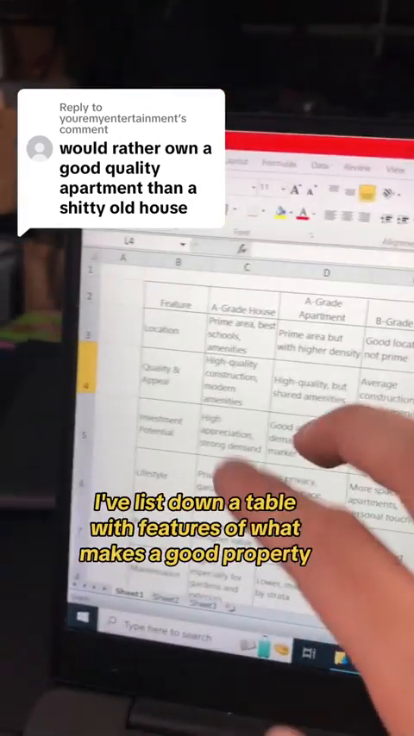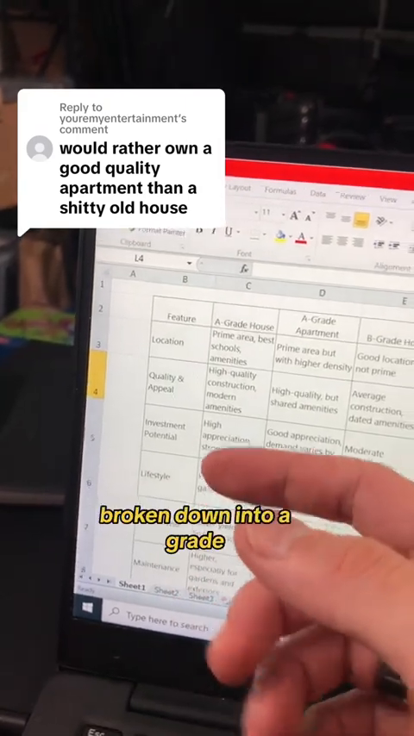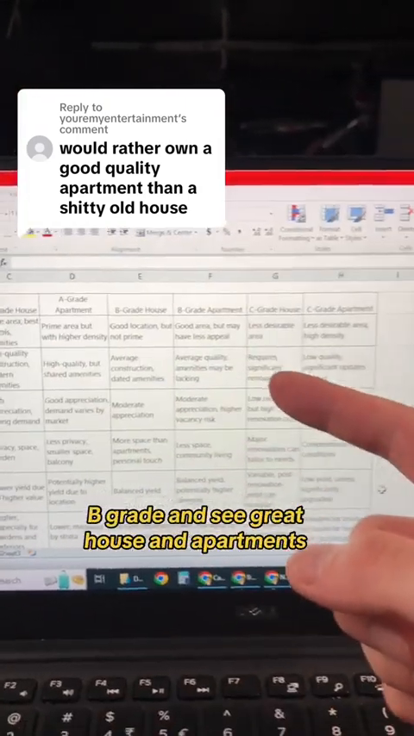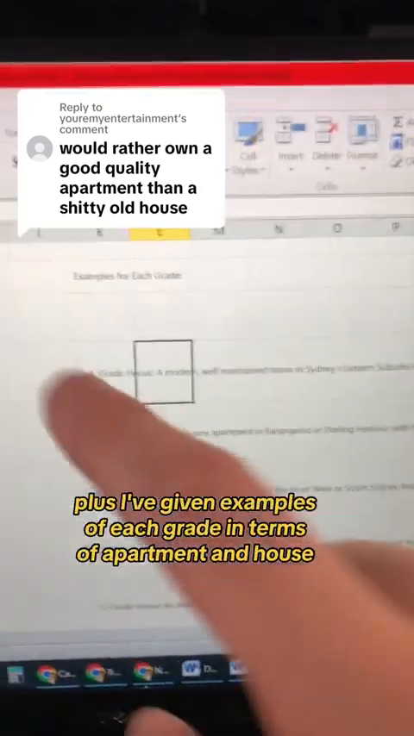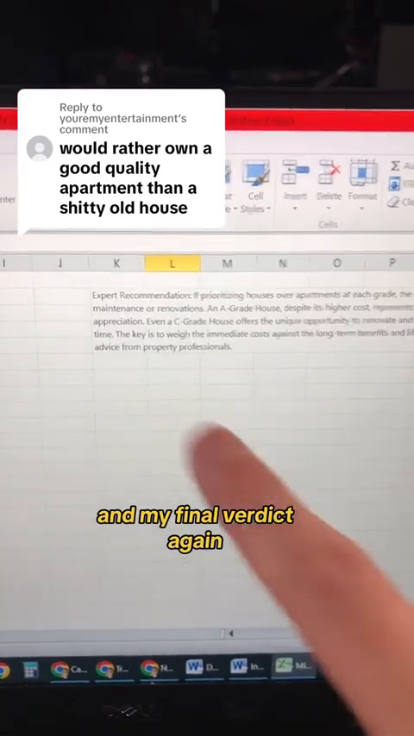Over here, I've listed a table with the features of what makes a good property, broken down into A-grade, B-grade, and C-grade houses and apartments. Plus, I've given examples of each grade in terms of apartment and house, and my final verdict.